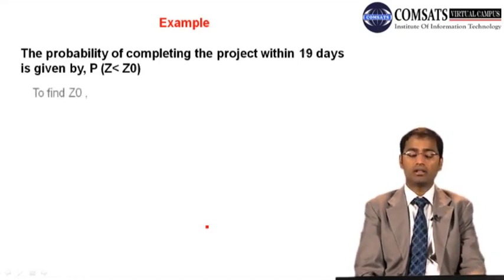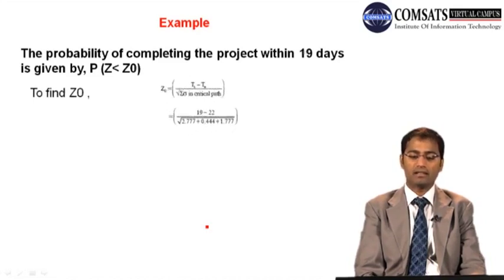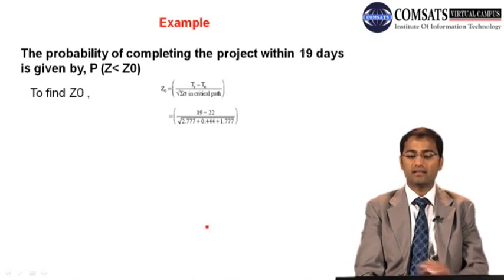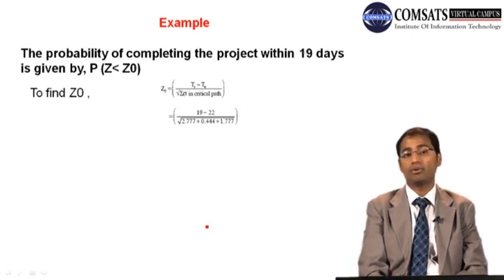To find Z naught, we have this formula. TS is 19. We want to check the probability of 19 days, and the estimated time is 22. So 19 minus 22, divided by the sigma of variances.